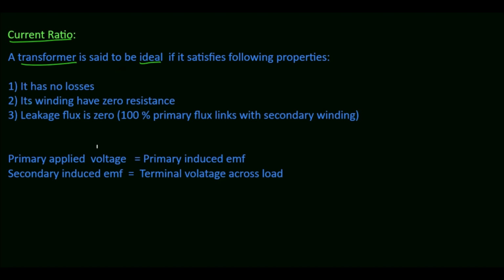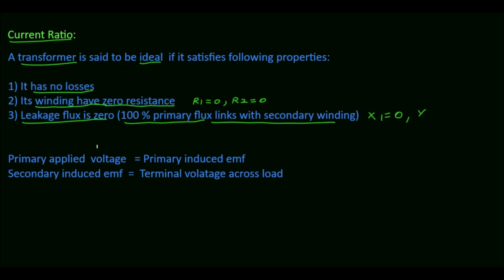The first one is that the ideal transformer has no losses. The second one is that the ideal transformer winding has zero resistance. That means the resistance of the primary winding is zero, and the resistance of the secondary winding is also zero. The third one is that leakage flux is zero. That means 100% of the primary flux links with the secondary winding. So the leakage reactance is zero at the primary, and also zero at the secondary.